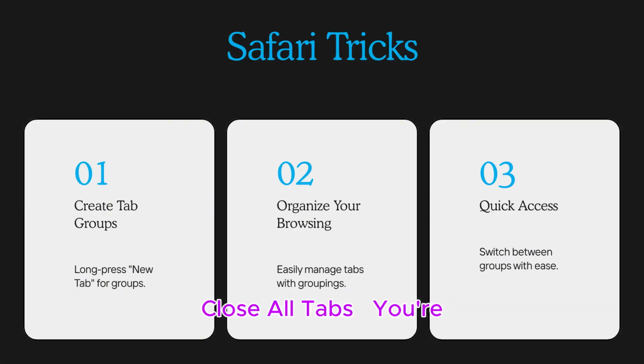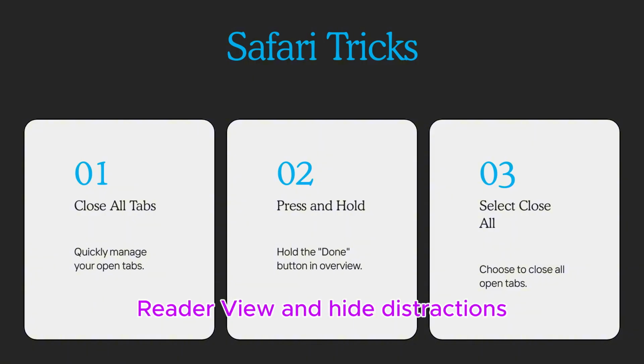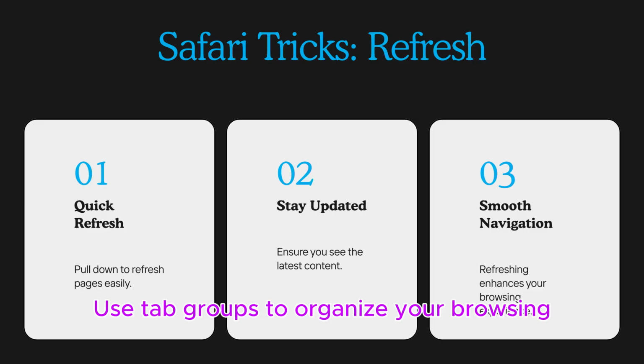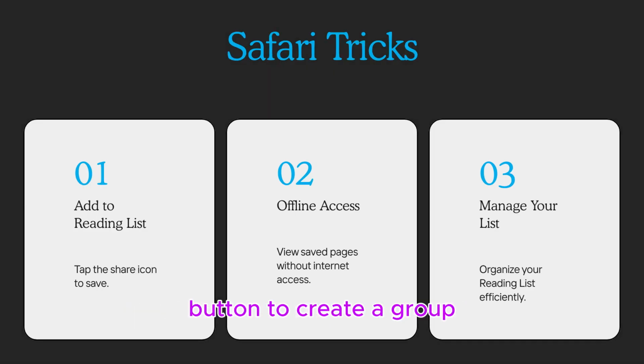select Close All Tabs. Swipe left or right on the address bar to quickly switch between open tabs. Tap the AA icon in the address bar to access Reader View and hide distractions. Use tab groups to organize your browsing. Tap the tabs icon, then long press the New Tab button to create a group. To quickly close all tabs, press and hold the Done button in the tab overview and select Close All Tabs.